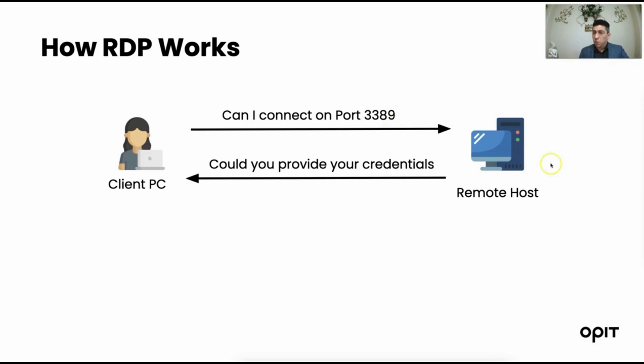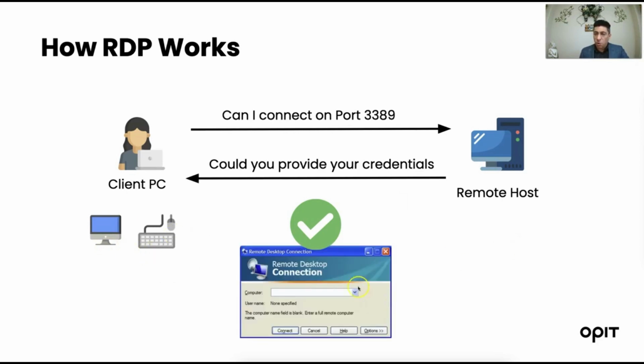Then the computer or the server in New York City will come back to you and tell you, could you please provide your credential? So you will enter it. And once you enter it and it's verified, it will give you the connection. At that time, you'll have full control of the screen of the remote host, the keyboard, and the mouse as well.